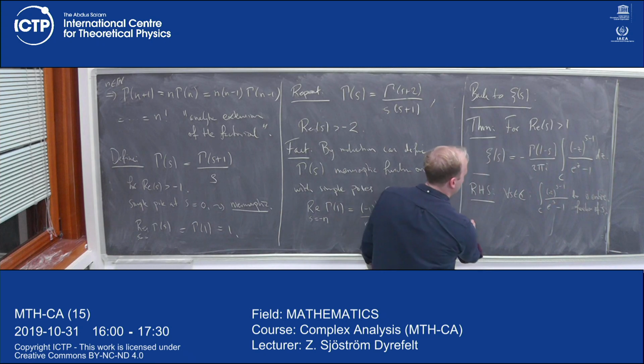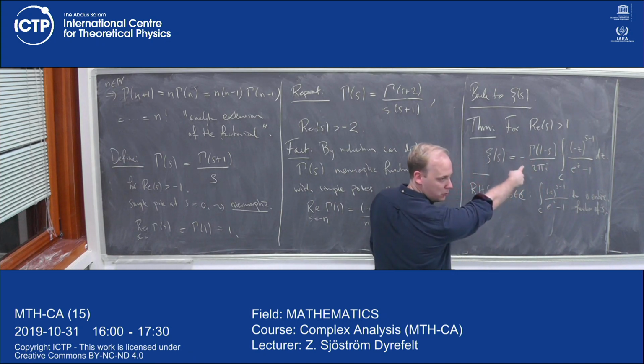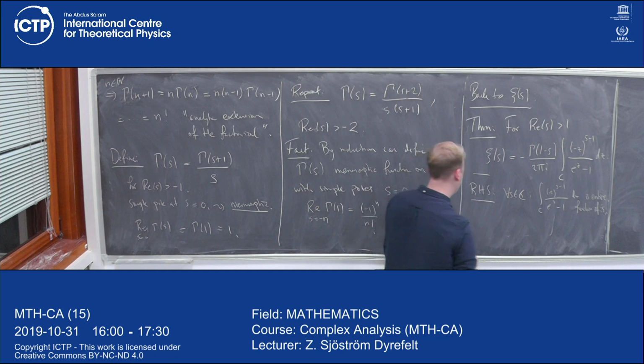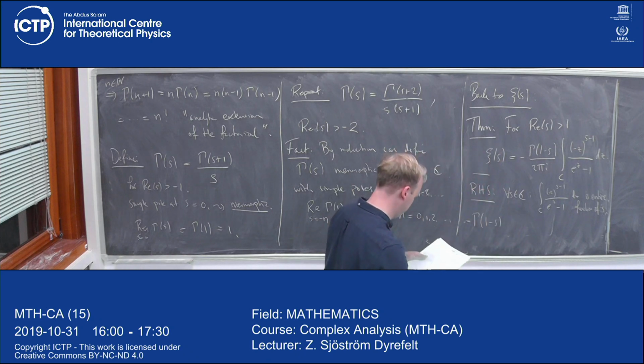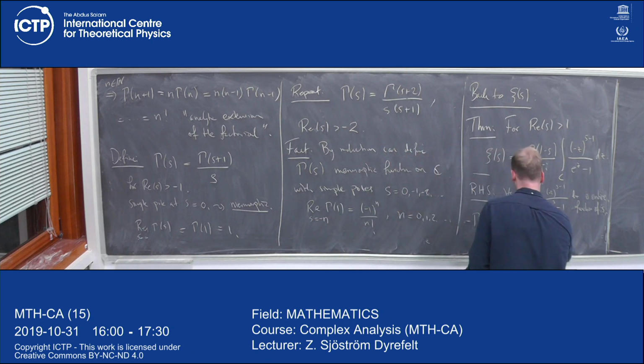And then you look at this gamma of 1 minus s, so this is meromorphic, so this has poles somewhere. So gamma of 1 minus s, or if you want, minus gamma of 1 minus s. So this has poles. Where does it have poles?